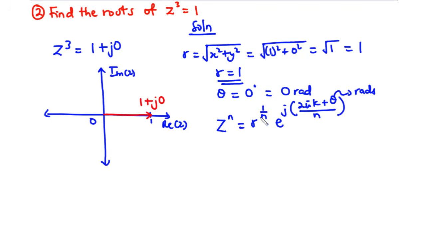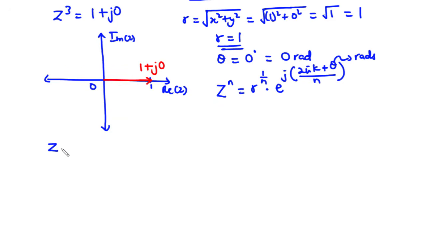So let's find the values of z1, z2 and z3. So for z1, we have k equals 0 and then we have n equals 3. So z1 is equal to, the value of r is 1. So we have 1 exponent 1 over 3 times e exponent j into bracket. We have 2 pi, k is 0. So we have 0 plus, we also have 0 in radians, all divided by n, which is 3.